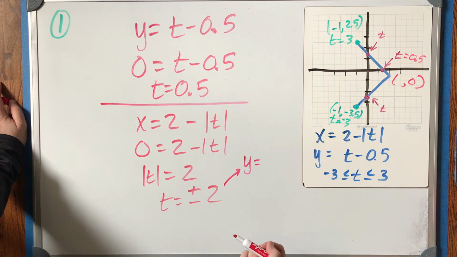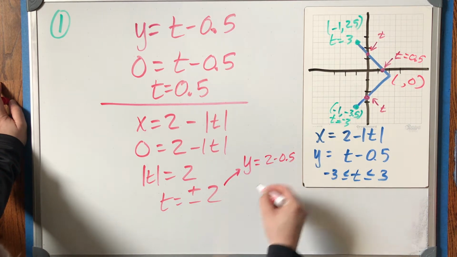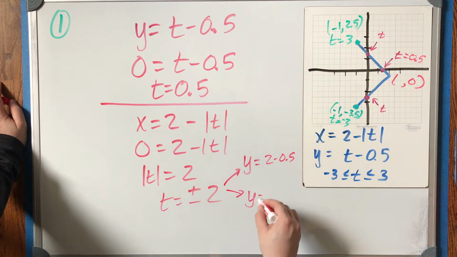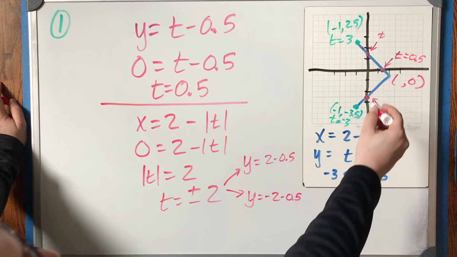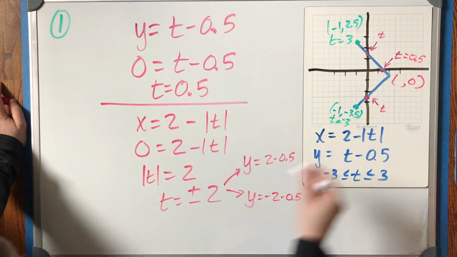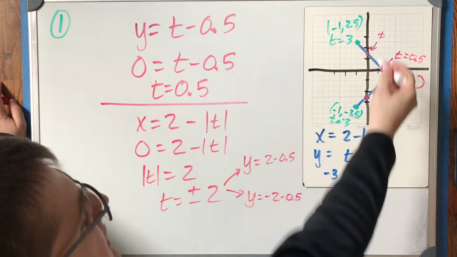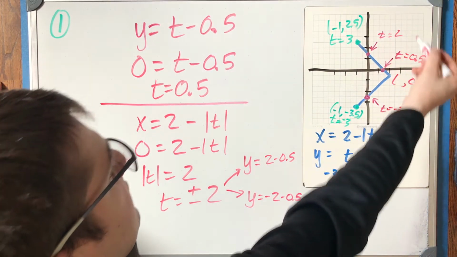If I plug the positive 2 in, I will get 2 minus 0.5, and if I plug the -2 in, I will get -2 minus 0.5. So that tells me that this one is -2.5, which came from t equaling -2. This one was the positive 1.5, which is coming from t equaling 2.